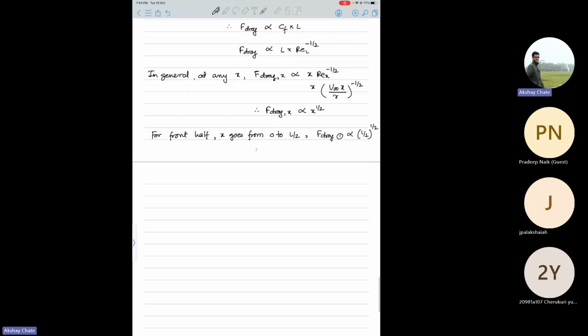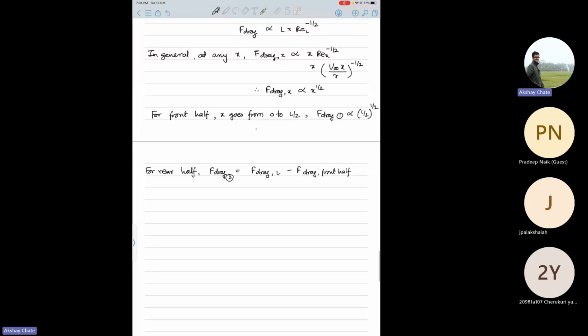But now it becomes tricky how to calculate the last half, or the second half. You can't just say that from X equal to L by 2 to L I'll use the formula. It doesn't work that way. For the rear half, and that is the trick of this question, F drag will be equal to the F drag for total length L minus F drag of the front half. So what we are doing is calculating the total drag on length L and subtracting the drag observed for the first half, and that becomes your drag for the second half.